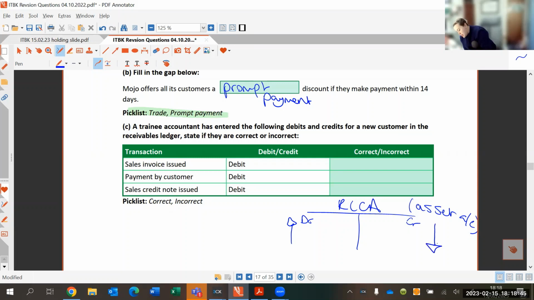Anything that reduces the balance on the account, so it might be that customers have given us money, or we have to give them some discounts, or they've returned some things, would be a credit.